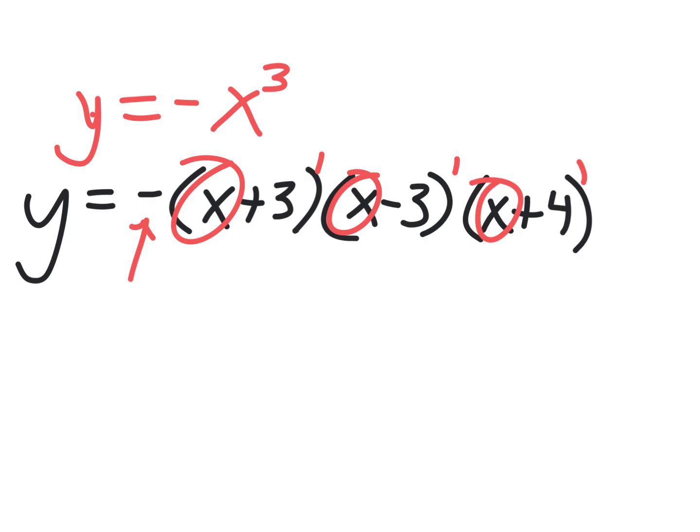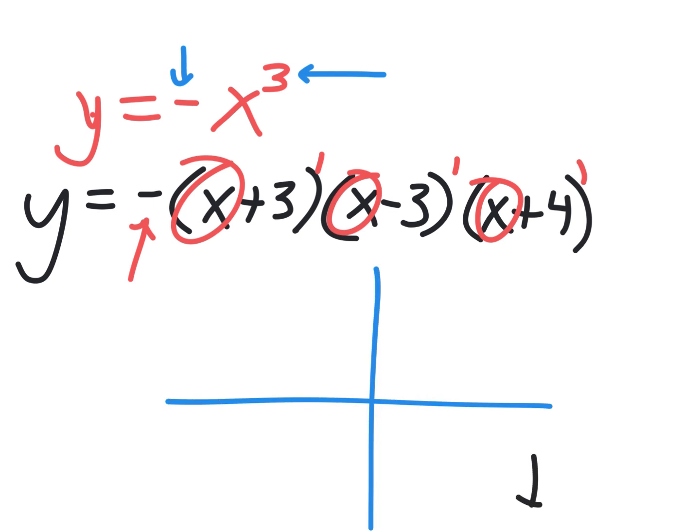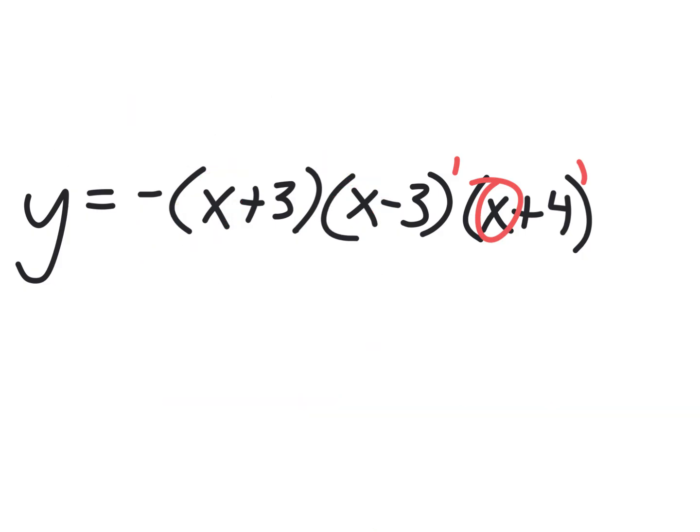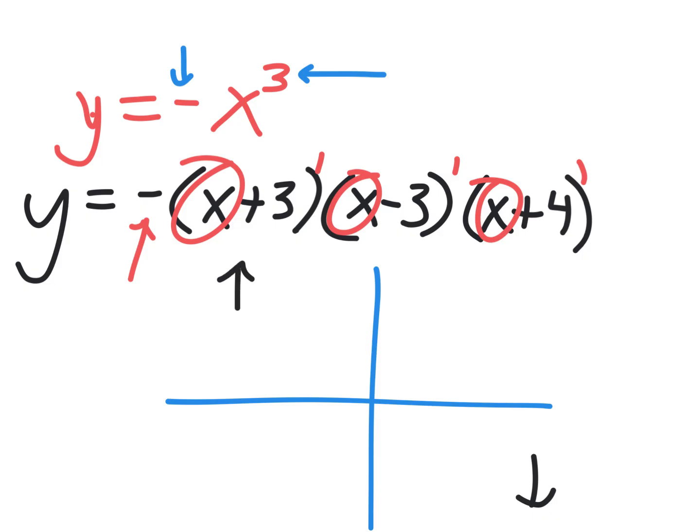Since I know that this is negative, I know it's going down on the right end. Since this is odd, they must be going opposite directions. So it's down on the right end, and they have to be going opposite directions. It must be up on the left end. And then I know it goes through -4.